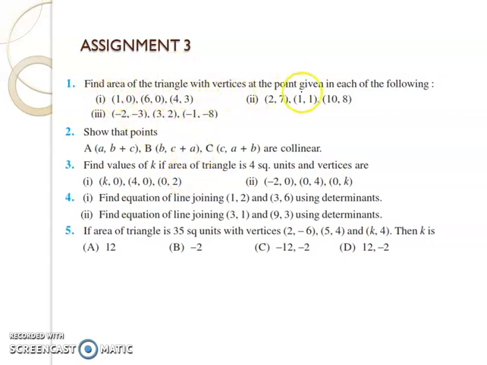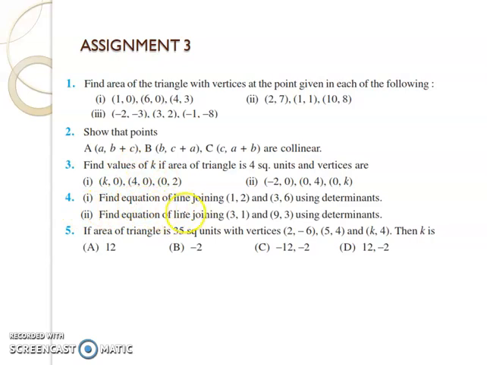First: find the area of the triangle with the vertices at the points given in each of the following. So 3 points are given to you, and you have to find the area of the triangle. This is simple. Second: show that the points A, B, C are collinear. To prove that the points are collinear, you will prove that the area is 0, right? Then the third: find the value of k if the area of the triangle is 4 square units. This is the same as the example 2 we did earlier, right? So you will write the area as plus minus 4.